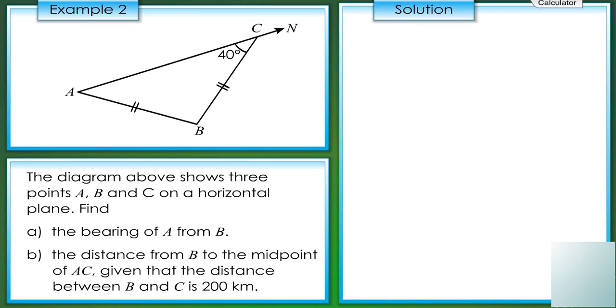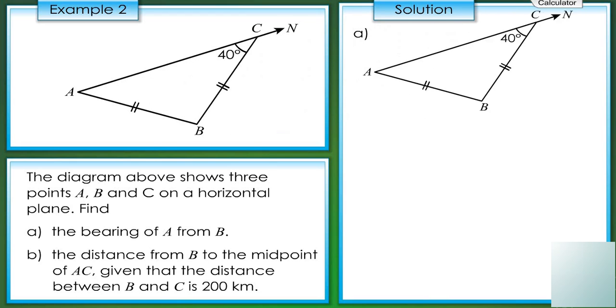Solution. To find the bearing of A from B, we need to first draw the compass direction pointing north at B. This is the angle for the bearing of A from B. This angle we know is 180 degrees. What about this angle? These two angles are alternate angles, so they are equal in size. Hence, this angle is 40 degrees.